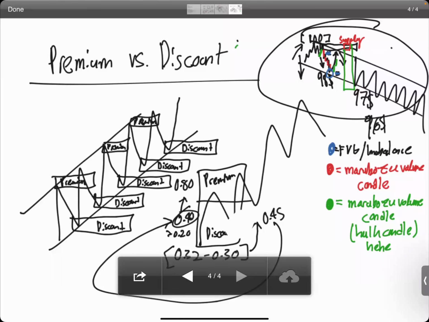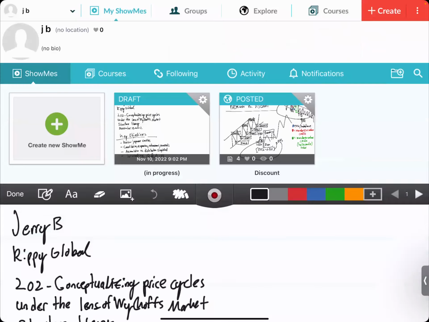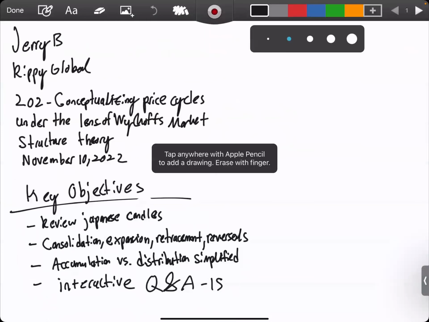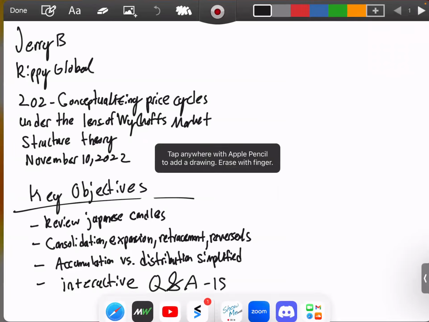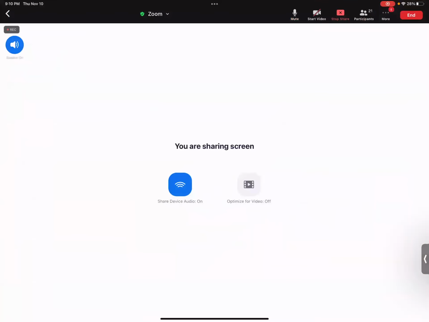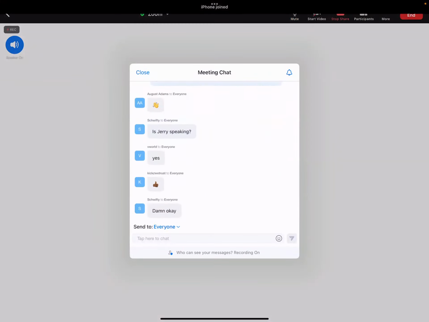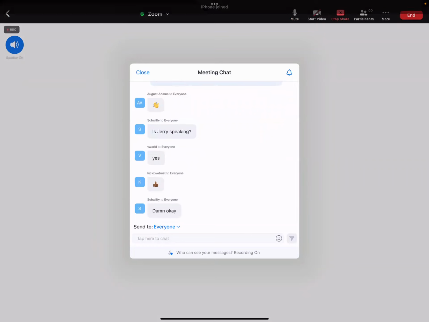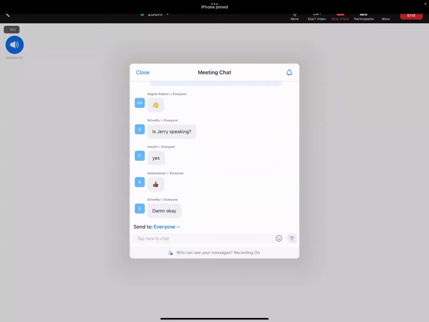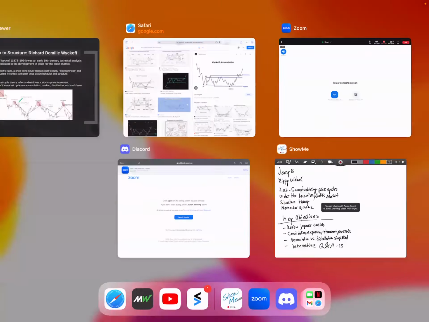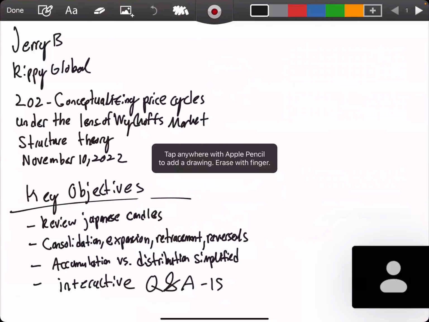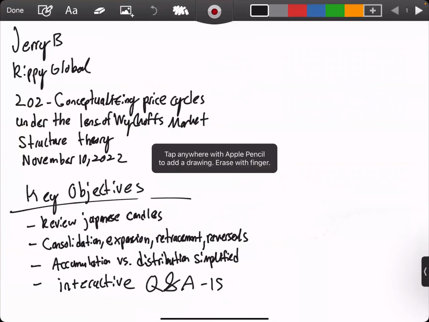Okay, so it's currently 9:10. Let's dive into key objective number 2. Actually, before I proceed, do you all have any questions about the first class? Any questions about the first class or about Japanese candles? Perfect. All right, let's go ahead and dive into consolidation, expansion, retracements, and reversals.